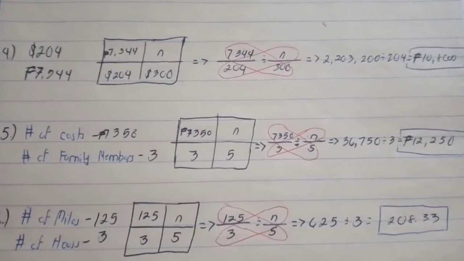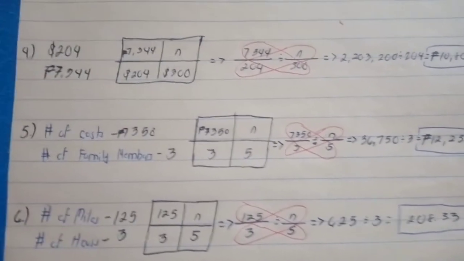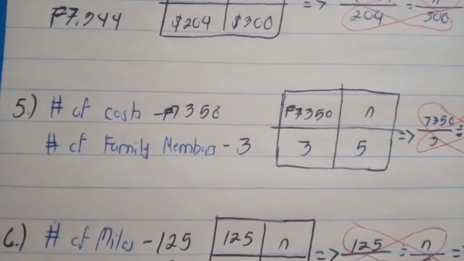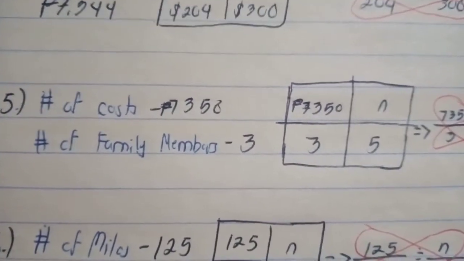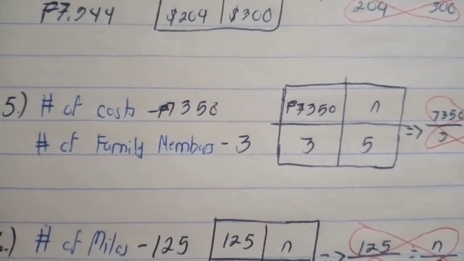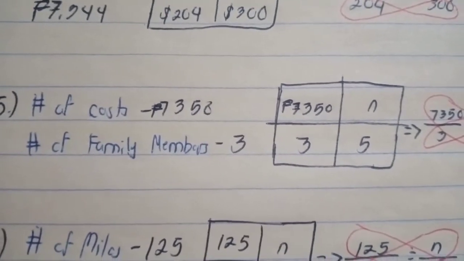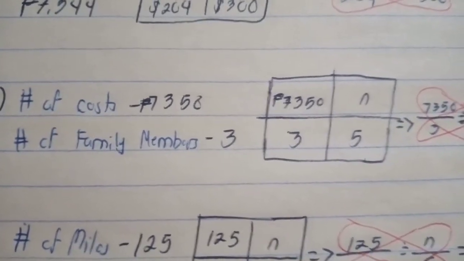Number 5 is no different from any other problems that we have encountered so far. We must first answer it by taking the given, which is the cost, 7,350, and the number of family members, which is 3 and 5. The question is, how much will it cost to feed a family of 5 in 1 week?